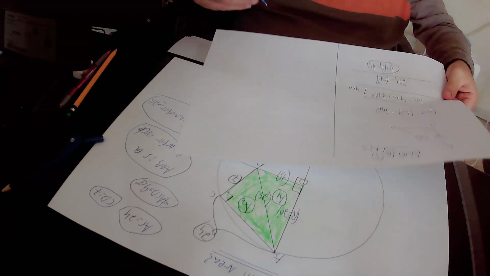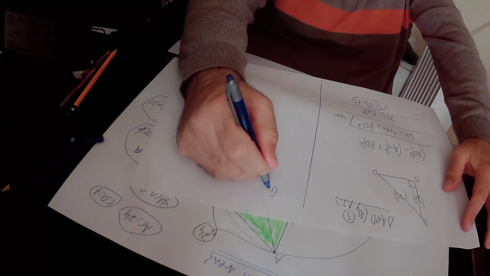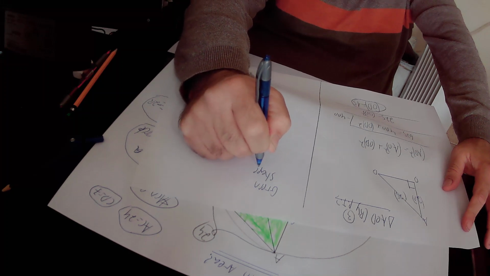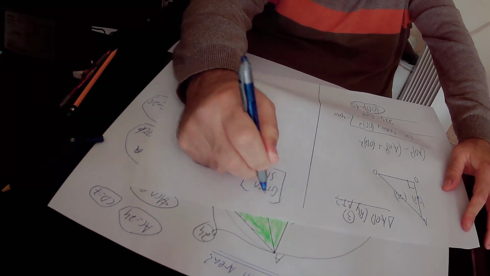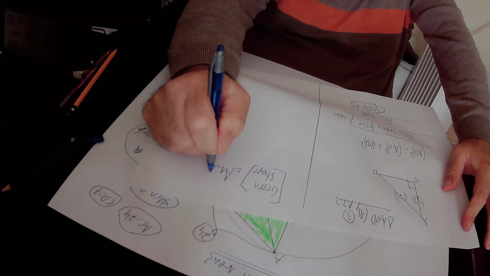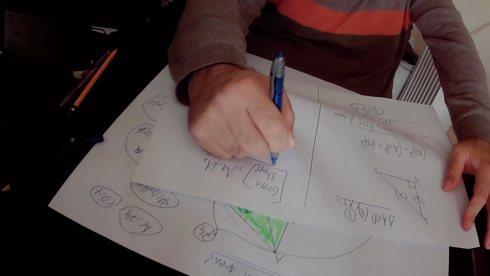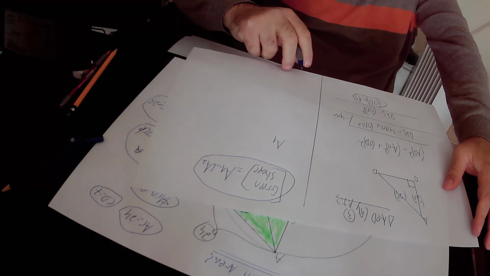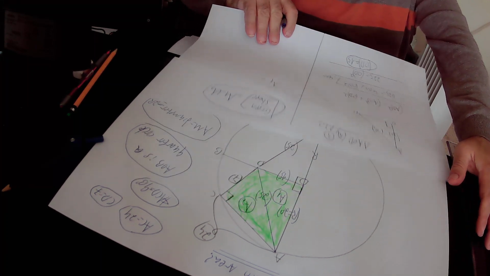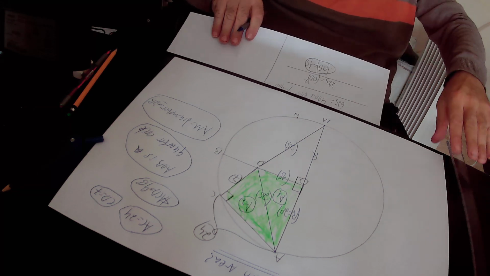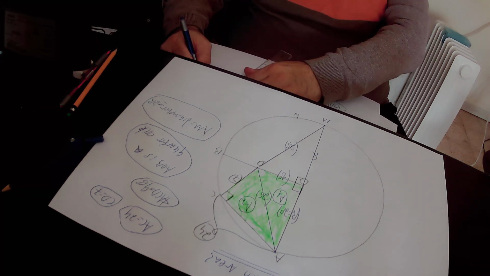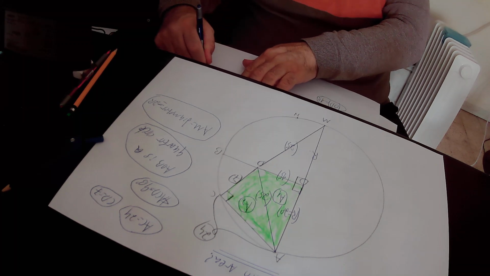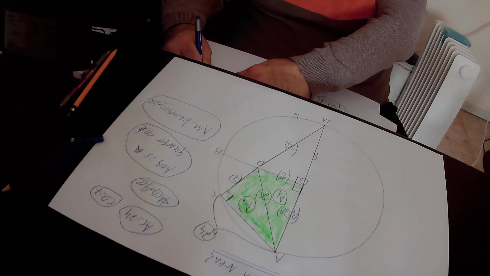We write it down. The area of the green shape in total will be equal to A1 plus A2. A1 is the area of the green right triangle AOD, so I copy the right triangle AOD here, and we find out the area of this green right triangle AOD.